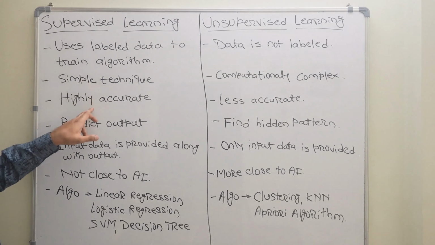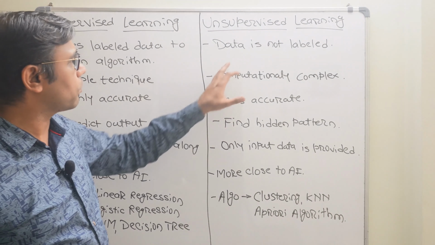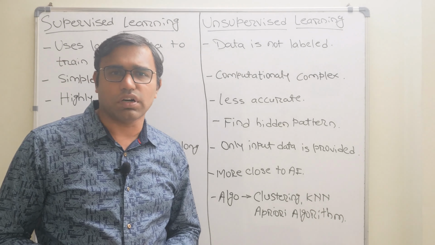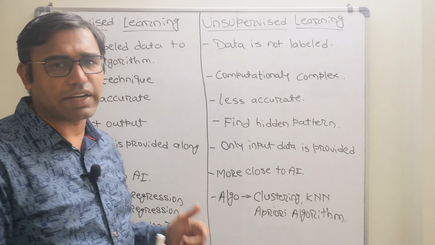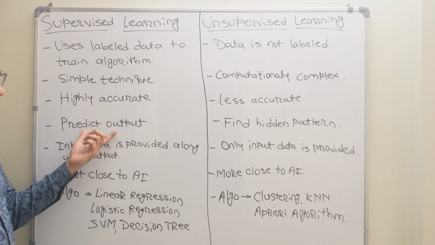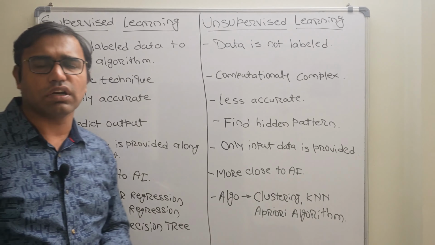So supervised learning is highly accurate since the training data is provided. We will test it. So according to training data, the model is trained, but in unsupervised learning there is no label data. So the model will learn on its own, hence it can be less accurate. So here we are predicting output based on the label, but here in unsupervised learning we are finding the hidden patterns. So this is the difference between supervised learning and unsupervised learning.